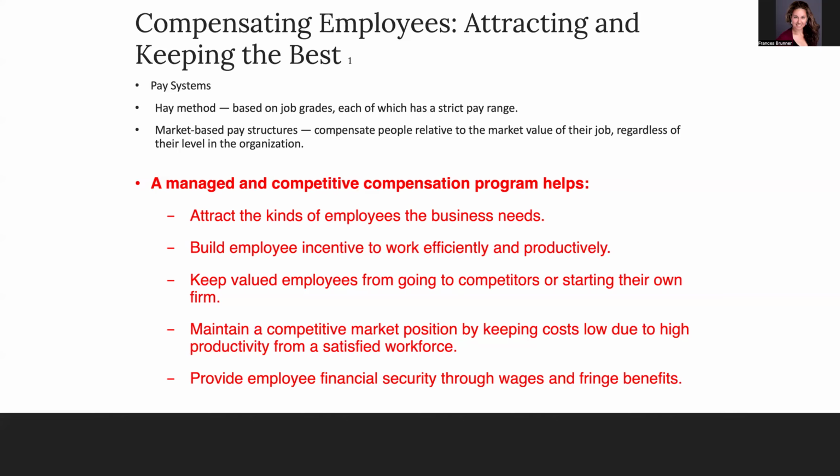The company wants to be competitive from a pay standpoint to attract employees that the business needs. They need the employees to work efficiently and productively, and they want to keep employees at their company and reduce the number of employees that leave to go to competitors or may start their own firm. Providing pay that is relative to the market and is fair can also provide financial security for the employee through salary, wages, and through fringe benefits.